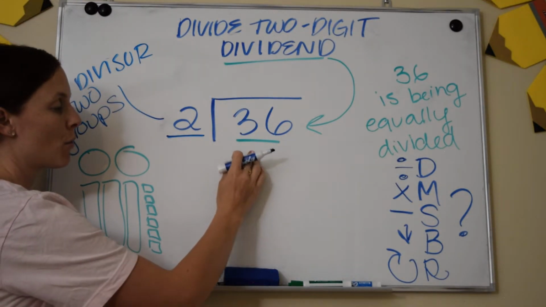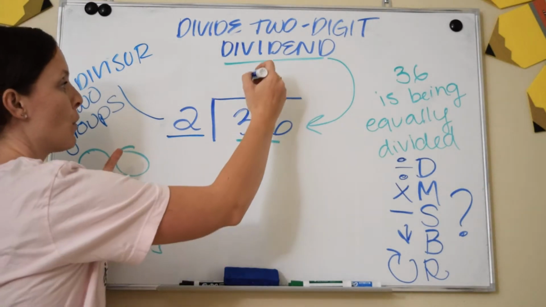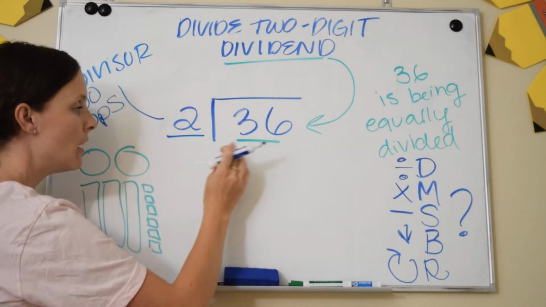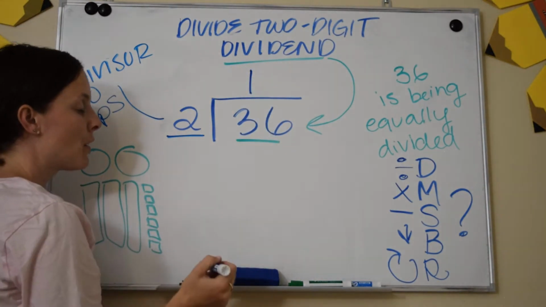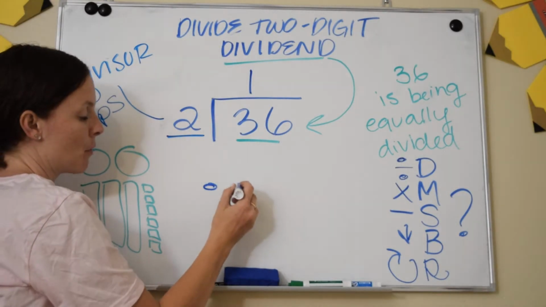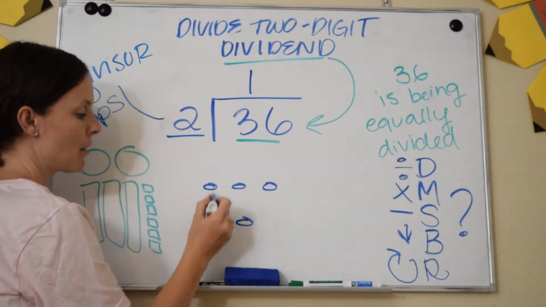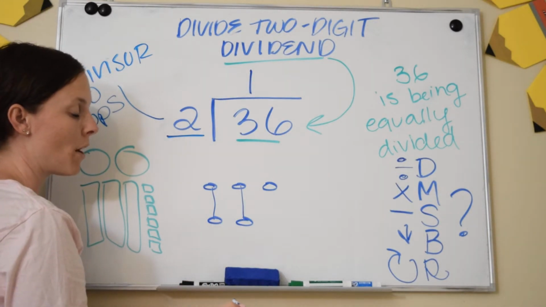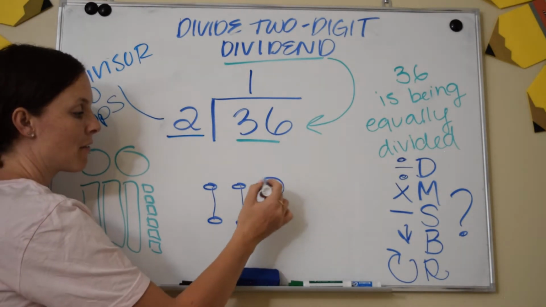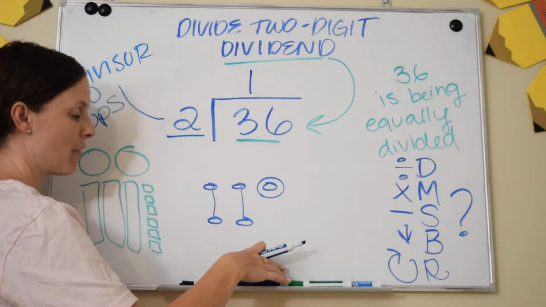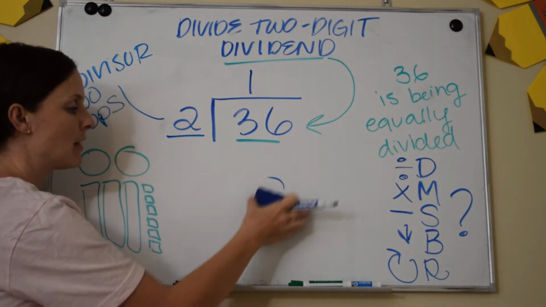2 can go into 3, and 2 can fit into 3 one time. How do I know that? Because again, if I have 3 circles and I have 2, how many times can I put them on there? I can put them on there once, and it's okay that I have this 1 left over. It's okay if that part is bigger. It fits, and it fits once.